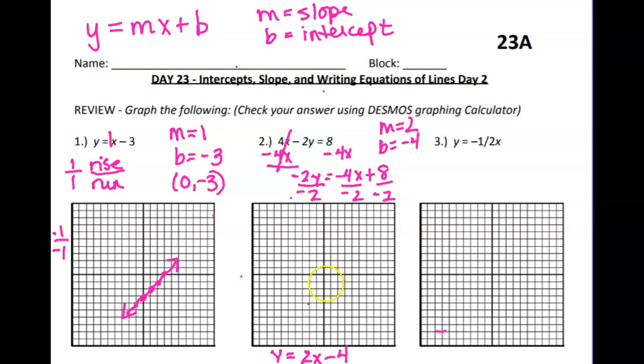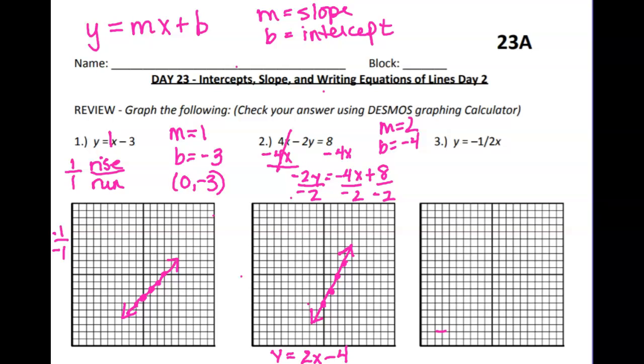So I'm going to start at negative 4, 1, 2, 3, 4. Okay, and my slope is 2, so I'm going to rise 2 and run 1. Okay, so treat it like the fraction, rise 2, run 1. And I connect my points, I add my arrows, I verify that it is a positive slope, it is, and maybe you check it in Desmos.